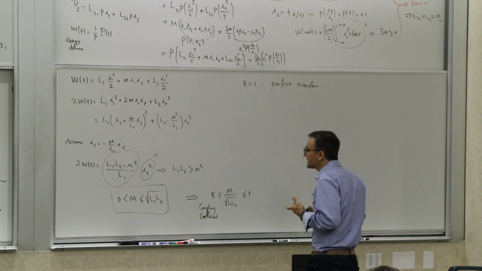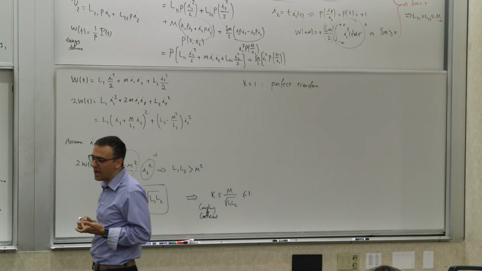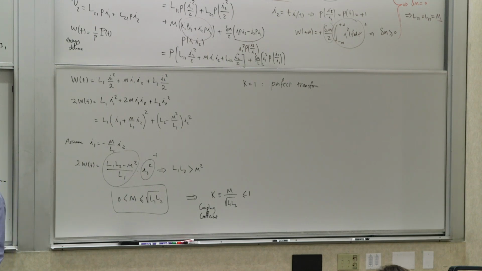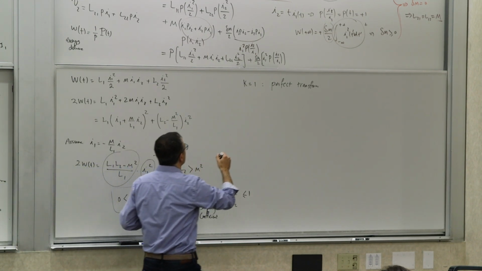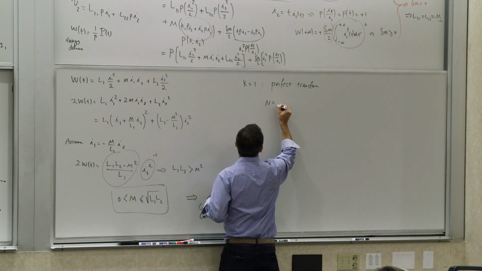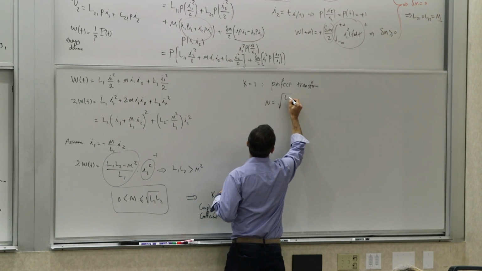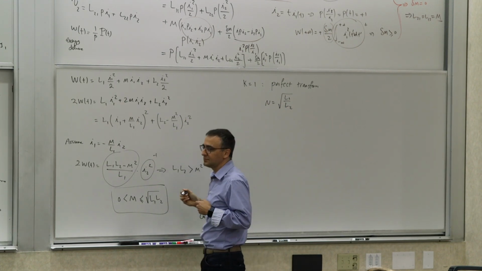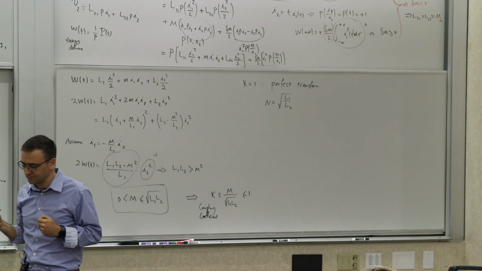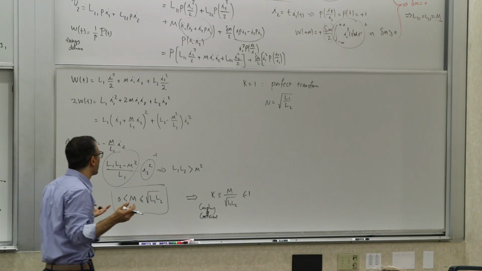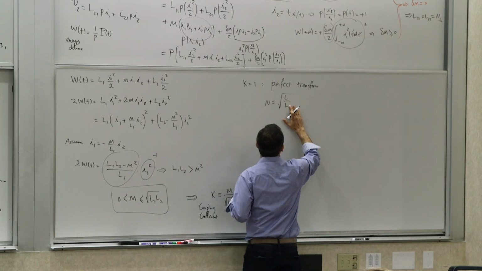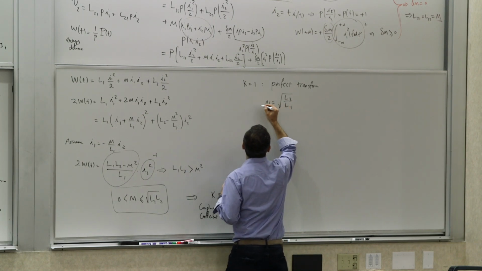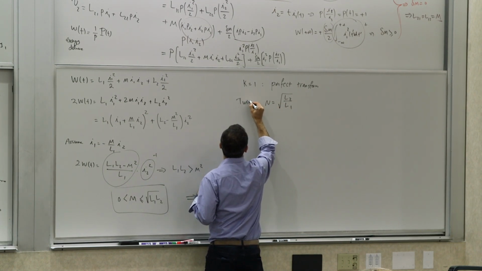The perfect transformer has an interesting property, because now a lot of things depend on the ratio of L1 and L2, which is called the turn ratio. So n, which is defined as the square root of L2 over L1, because it's the secondary versus the primary, is called the turn ratio.